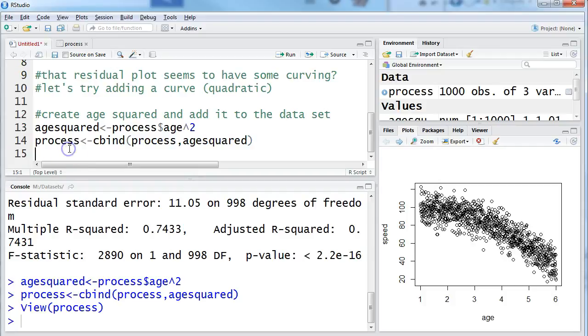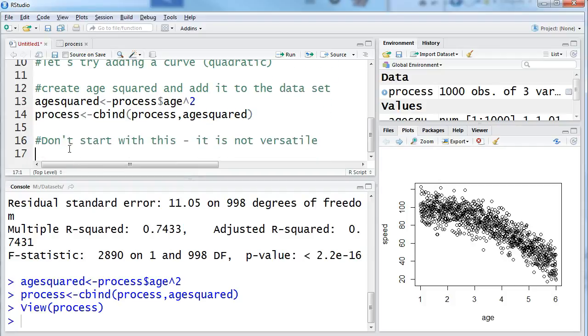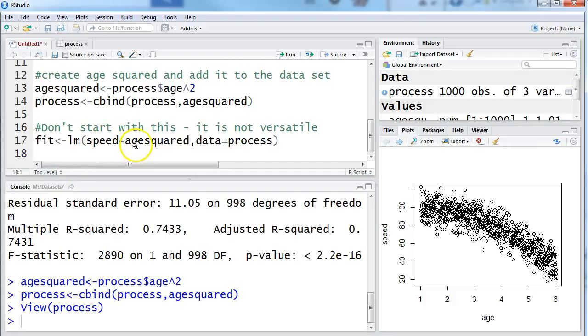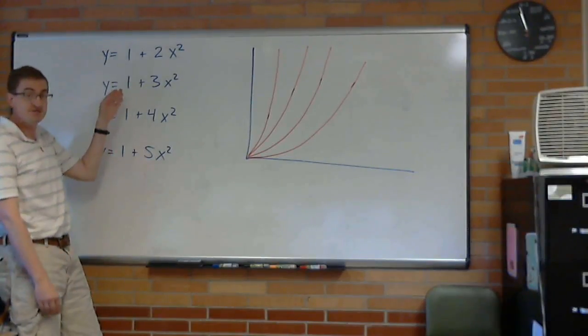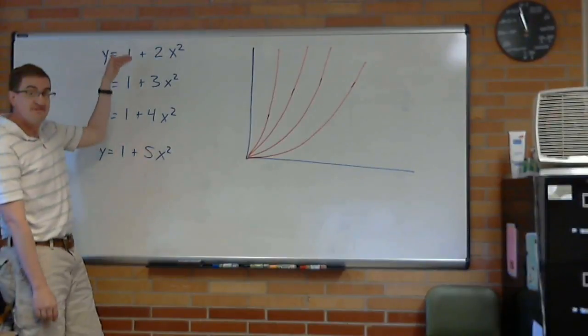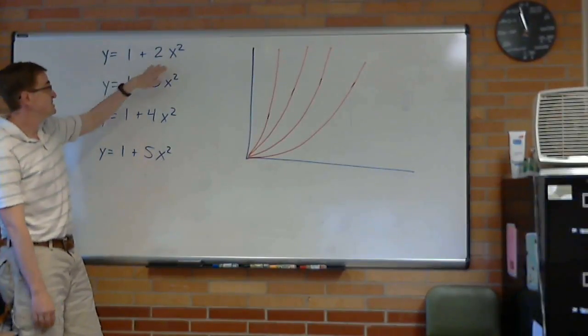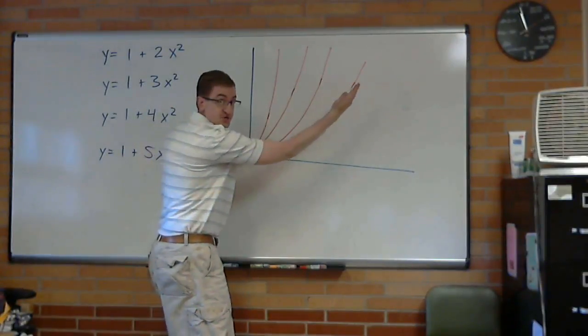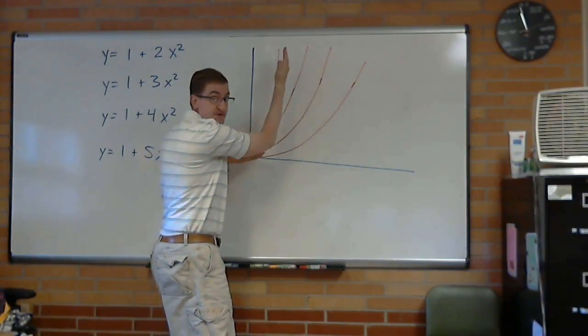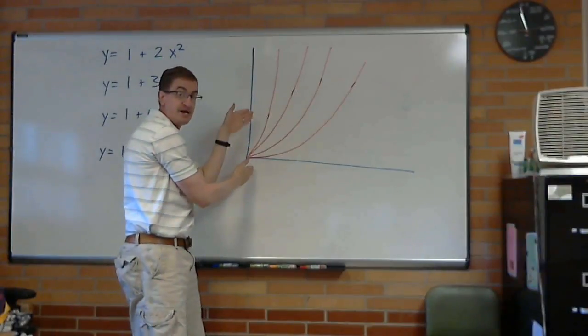Now, you might be tempted, at least I would have, to start with this. And I said, don't start with this because it's not versatile. And that's if we did just a model with speed being predicted by age squared. And here's why that doesn't work. If your model only has the intercept and the x squared terms, these are the kinds of graphs you can get. 2x squared, 3x squared, 4x squared, 5x squared. And what that does is it takes your curve and makes it more steep. But it locks it here against the y-axis.